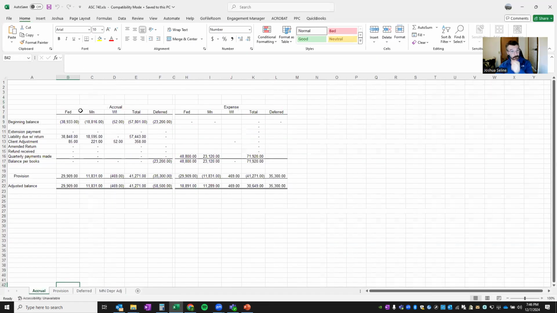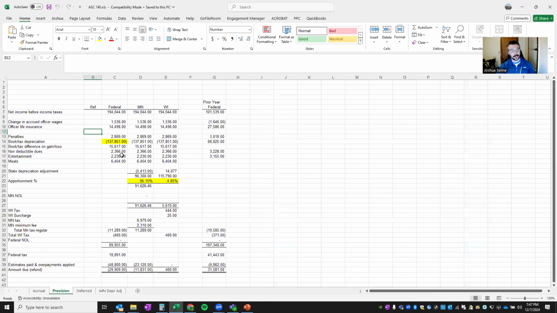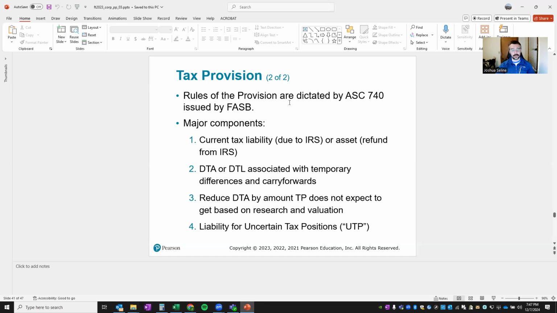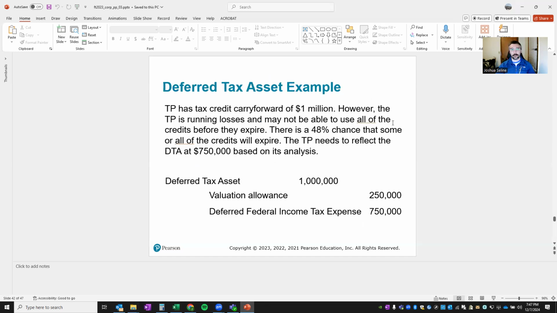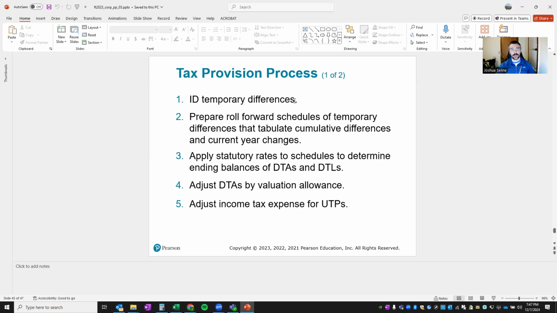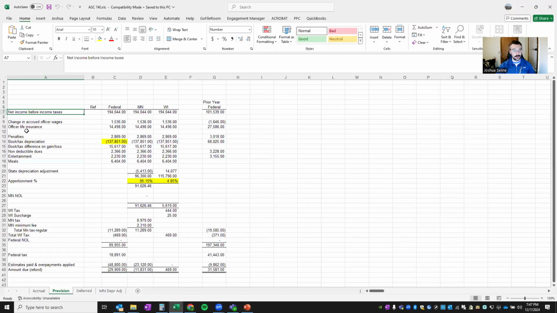So here, start with our beginning balance of our accrual. This is what this slide is talking about, this income tax provision. So the idea is temporary differences. Here are our temporary differences: book-tax depreciation, book-tax difference on gain/loss, and that's it. Penalties, not deductible. That's a permanent difference. Non-deductible dues, permanent. Entertainment, we don't get to recognize that. That is a permanent difference.